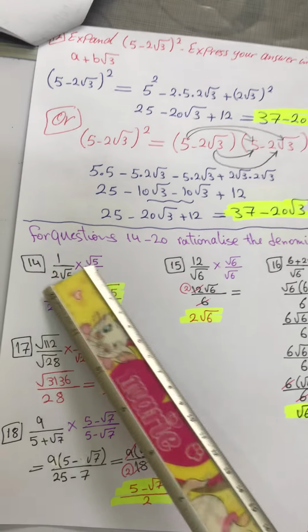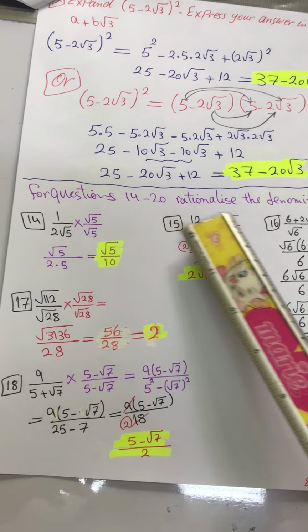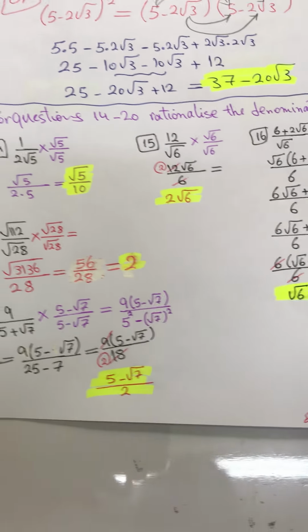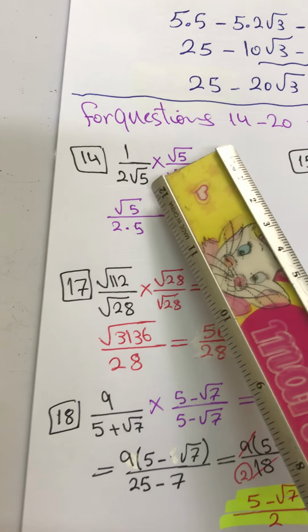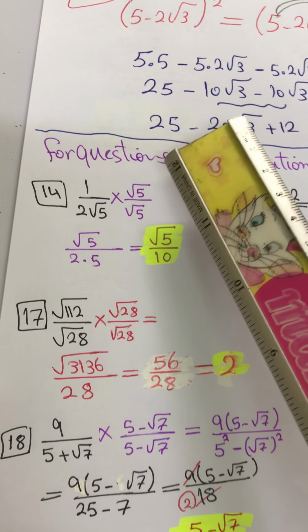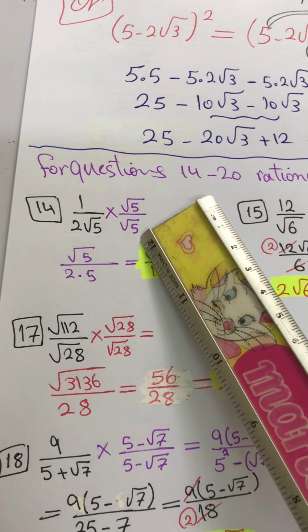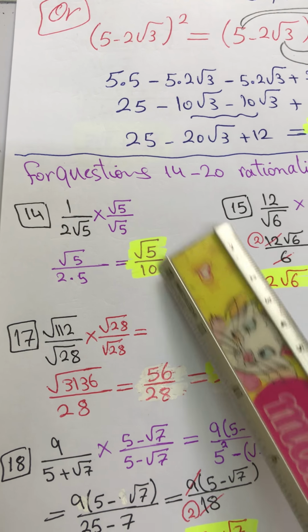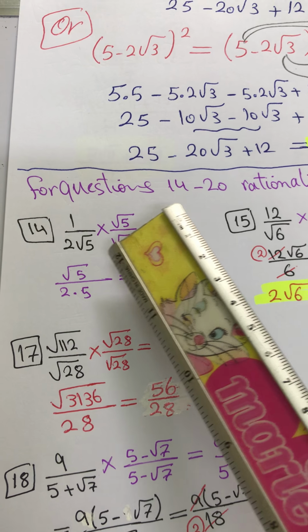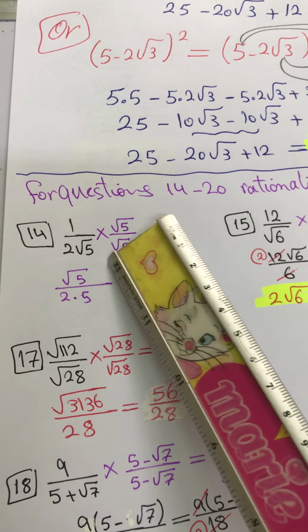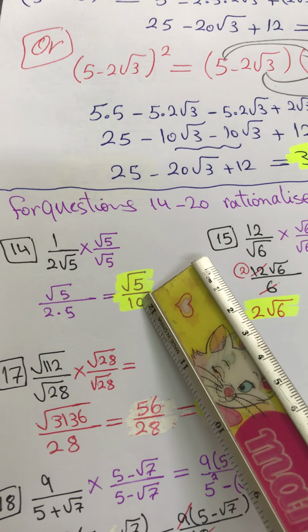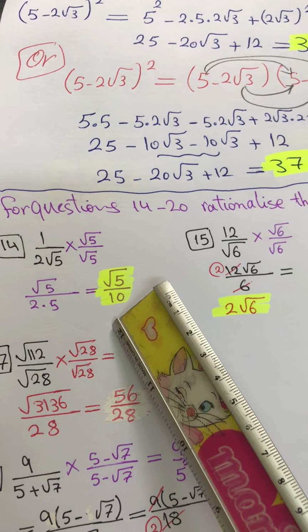In questions from 14 to 20, rationalize the denominator. Rationalize the denominator. Here I have the denominator 2 square root of 5. I multiply by square root of 5 up and down, not more. You will get square root of 5 over 10, because 2 multiply 5, this 5 comes from square root of 5 times square root of 5, like this. So this is the answer.